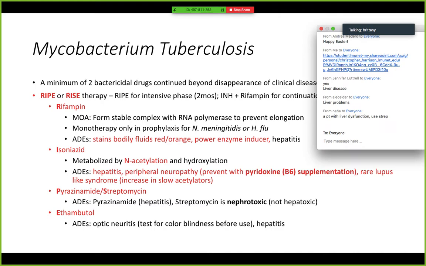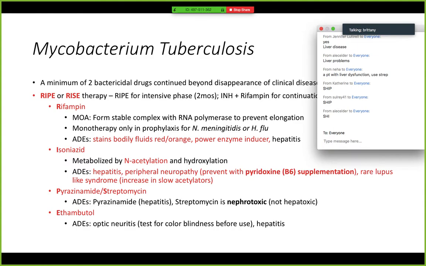And then also, it's one of the drugs that is metabolized by N-acetylation and can lead to a lupus-like syndrome. Do you guys remember the mnemonic for your N-acetylators? Right, SHIP. Somebody go ahead and type out what that stands for, and I'll keep talking while you do that.